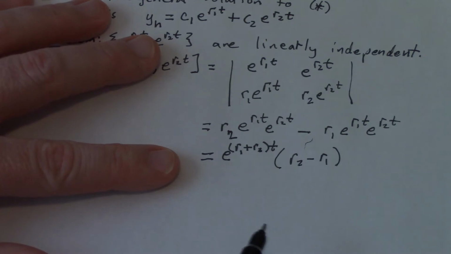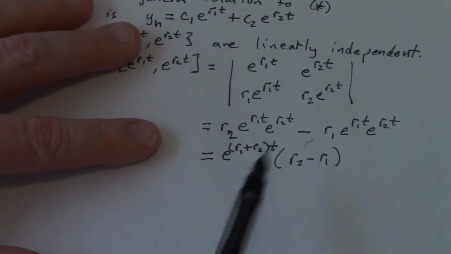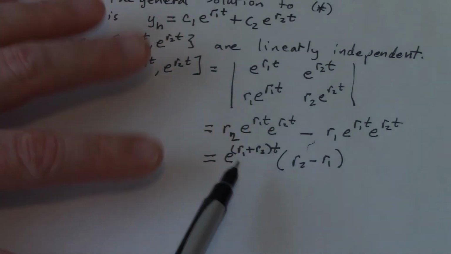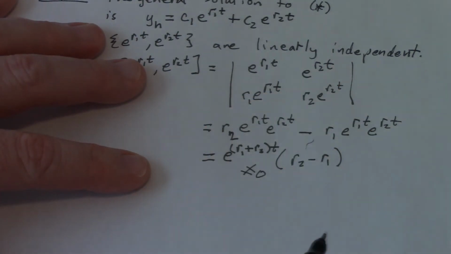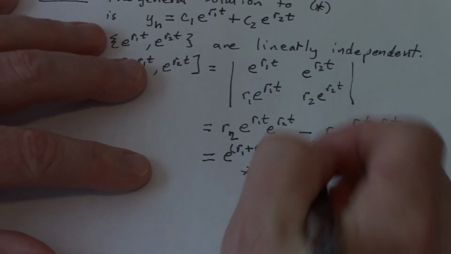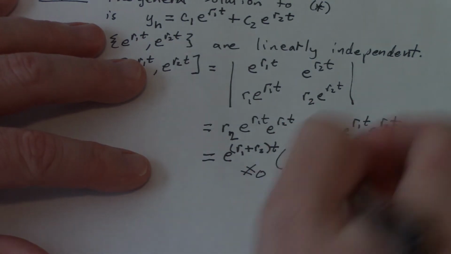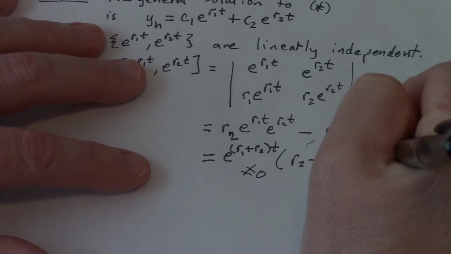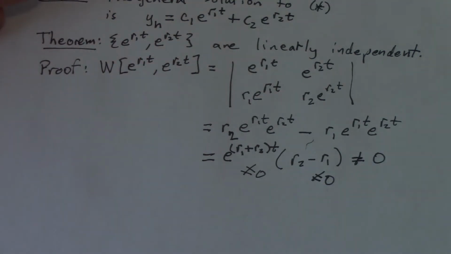Alright, so the deal is that I'm supposed to show that the Wronskian can never be 0. E to the something is never equal to 0. And r2 and r1 are distinct. That's what we made an assumption of. That means they can't be equal. That means r2 minus r1 is not equal to 0. So this is not ever equal to 0, so those two guys are linearly independent. So now I've shown that.